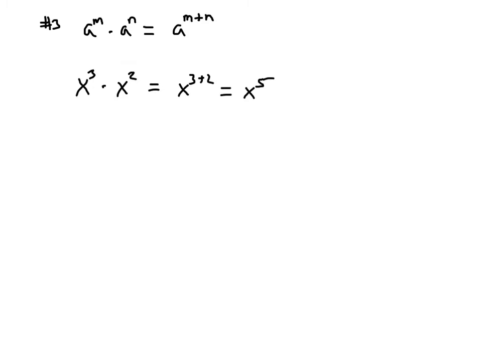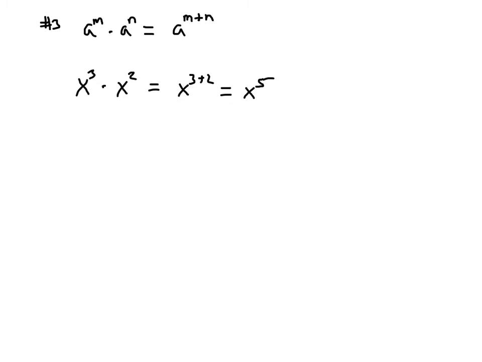Rule number 3 says if you have a to the m power times a to the n power, that gives you a to the m plus n power. Now again, please notice they have the same base. That's a to the m and a to the n. Okay, it doesn't work if they have different bases. So the whole point of this rule, or the reason it works, is if I have x to the third power times x to the second power, the rule says I should have x to the 3 plus 2 power, which is x to the fifth.